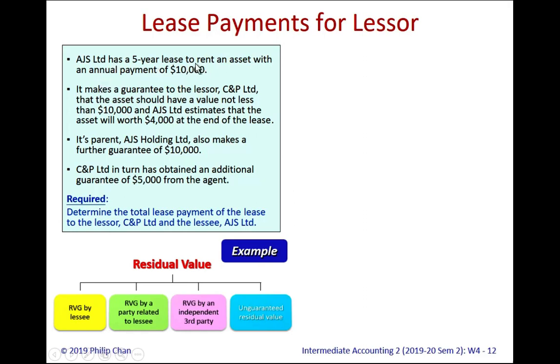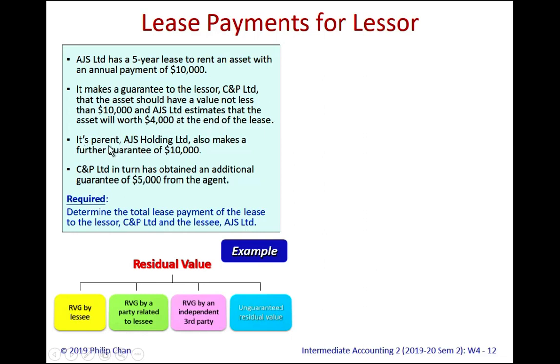AJS Limited has a 5-year lease to rent an asset with an annual payment of 10,000. It makes a guarantee to the lessor CMP Limited. Stop. So AJS is the lessee, right? And CMP is the lessor. The guarantee is that the asset shall have a value not less than 10,000. So this is the RVG per contract from AJS's perspective. And AJS estimated that the asset would be worth 4,000 at the end of the lease.